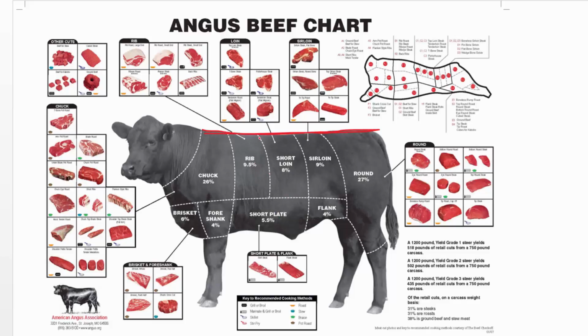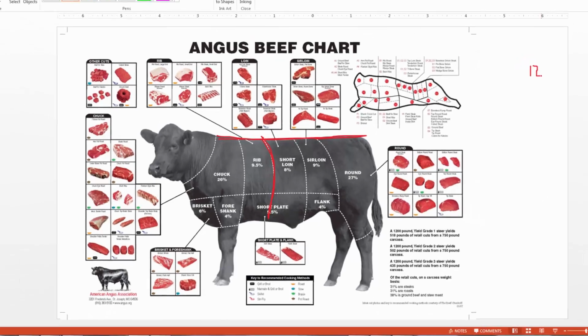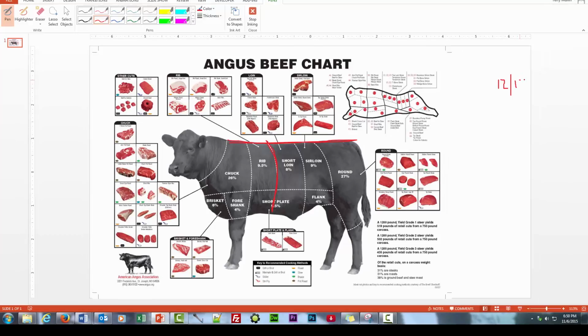Then you need to split the cow between the front half and the back half, and that's done right here. The issue is you cut between the 12th and the 13th rib, because every cow has 13 ribs. To know where to cut this piece off, that's between the 5th and the 6th rib. So that gives us a total of 7 ribs for our prime rib. So this big chunk of meat here is called prime rib.